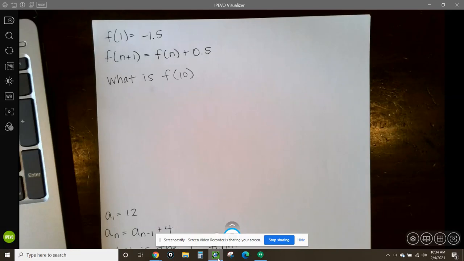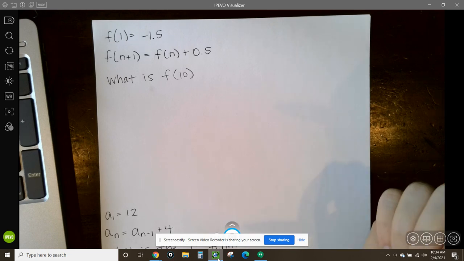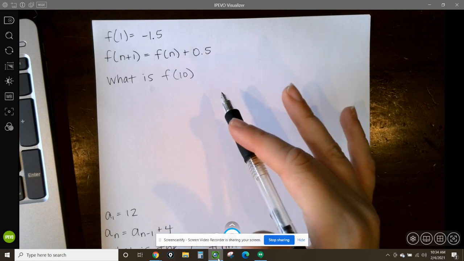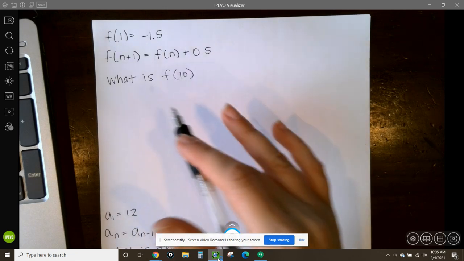Hi there, I got your questions about these two problems, so I wanted to make this quick video for you. This is one of the toughest lessons in the course, recursive formulas. It looks more confusing than it is. Hopefully as I go through these, you'll feel more comfortable about what this is actually saying.